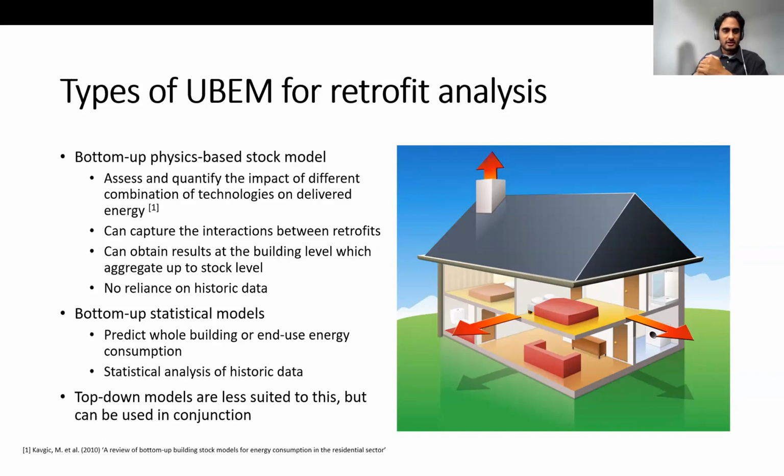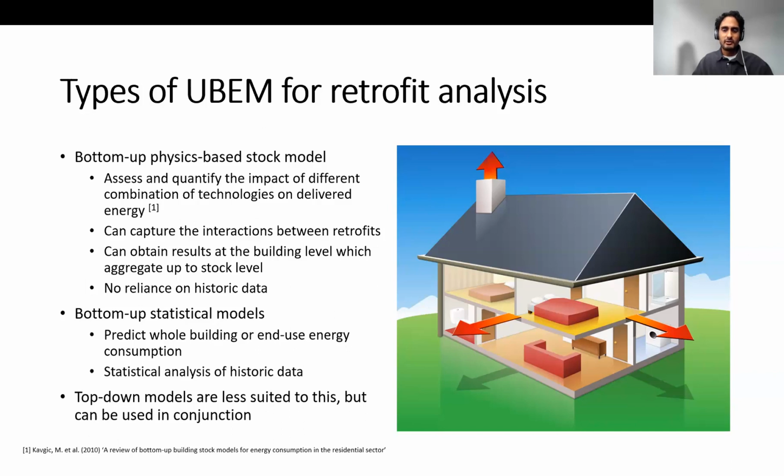So these analyses can be done on two different scales. And these have no reliance on historic data. I'll talk about data on the next slide. But it's also worth mentioning the bottom-up statistical approach too, which can be used for retrofit analysis. And these can output similar things to the physics-based. However, they work slightly differently in that they rely on statistical analysis of historic data. So these can be more accurate for occupancy, but in general, they lack the predictive power of the physics-based models.